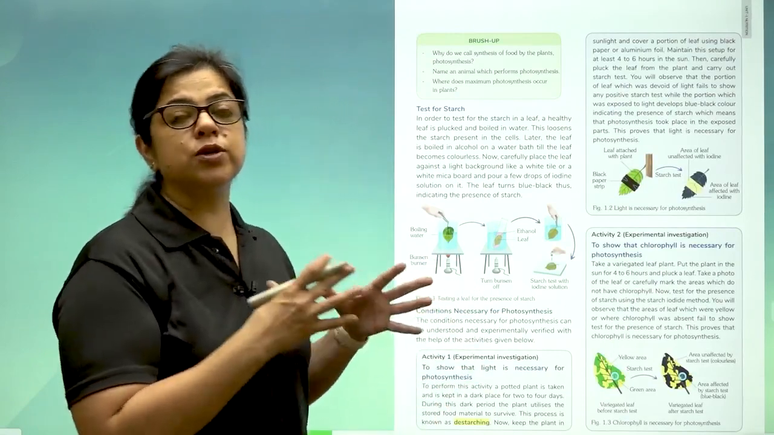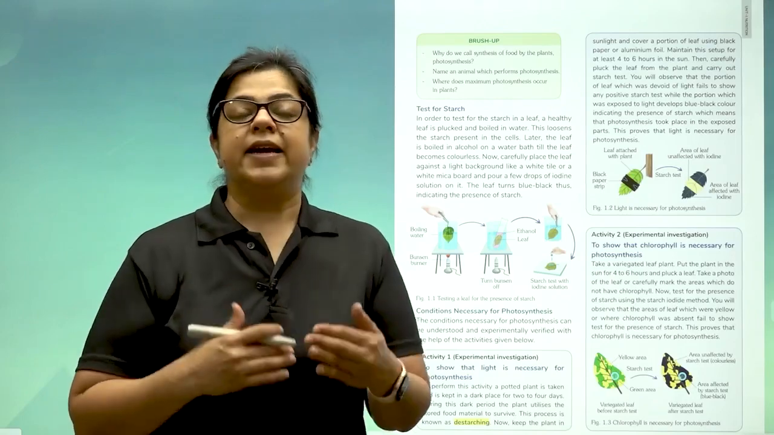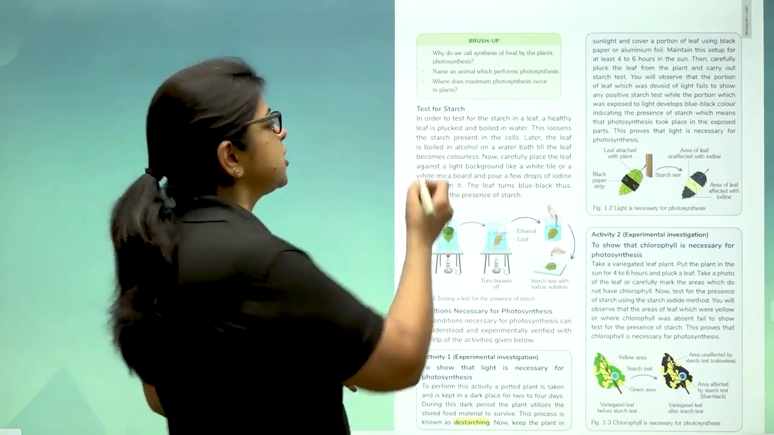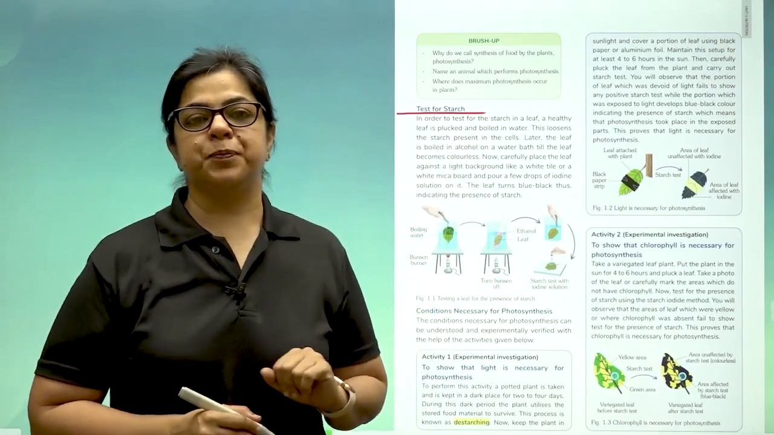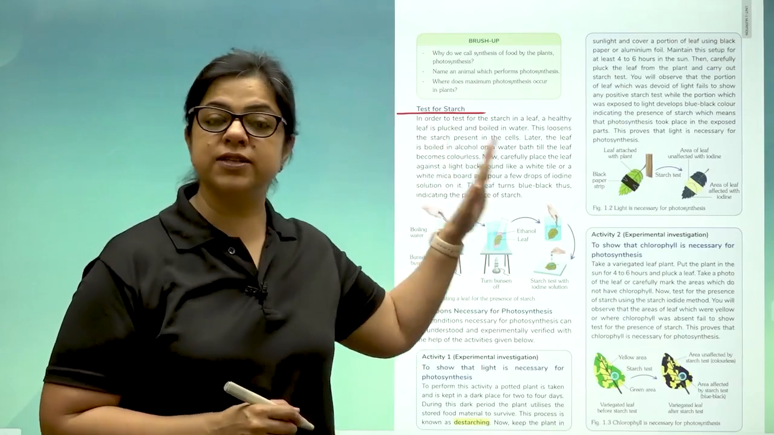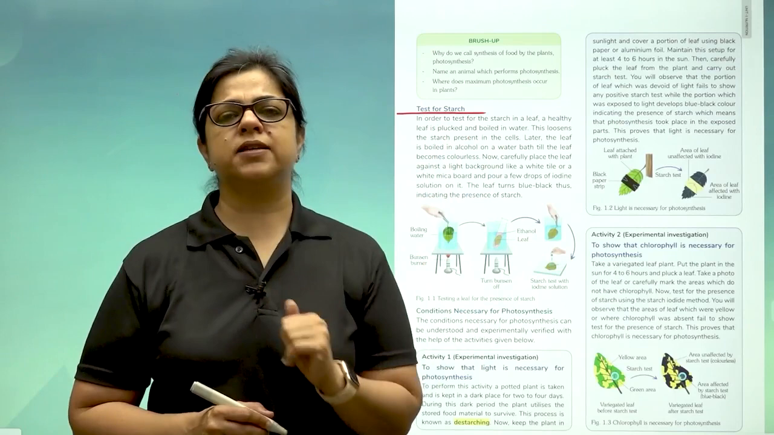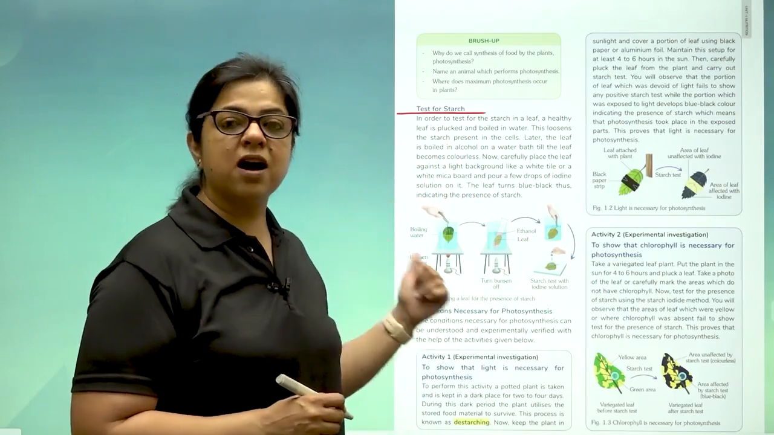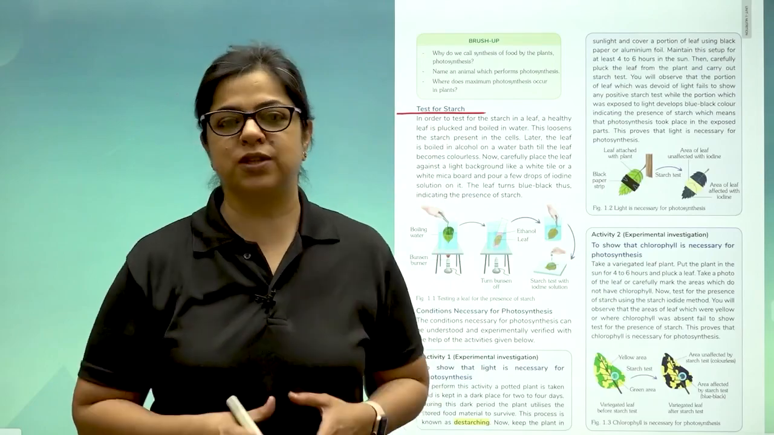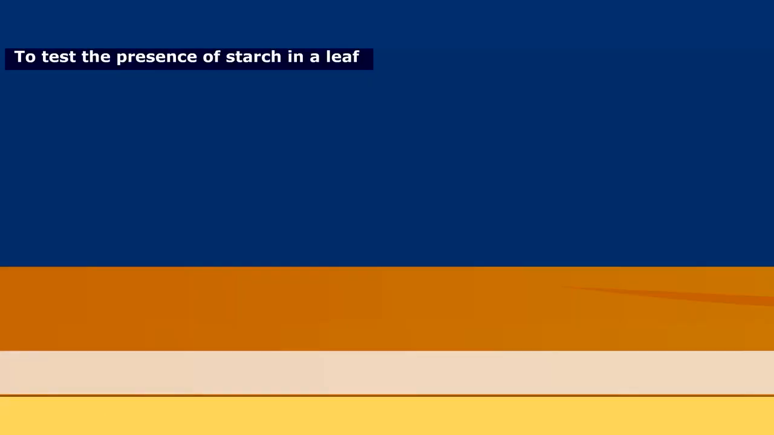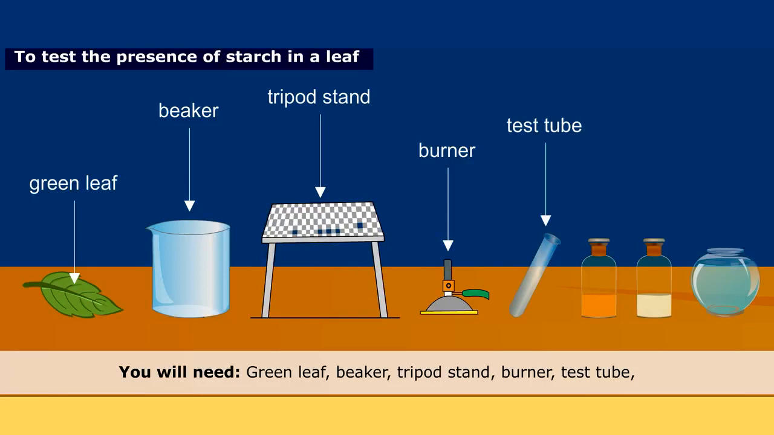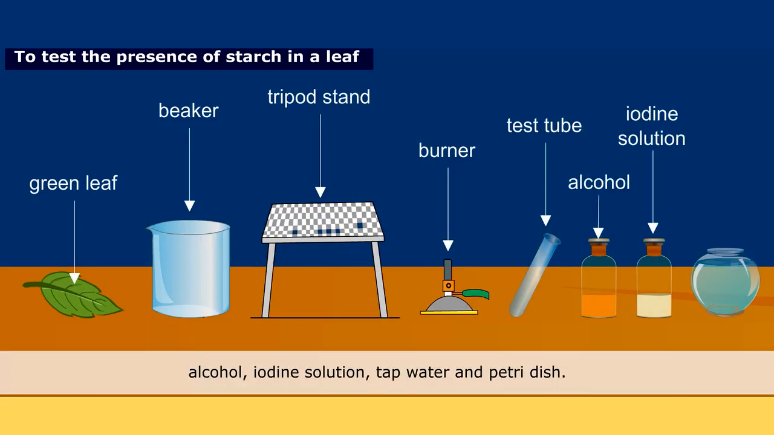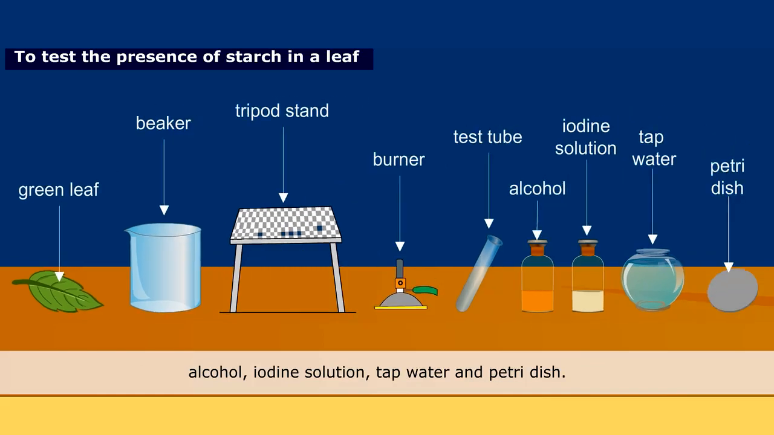Now children, the glucose that is prepared by the plant, it is converted into starch and it is stored in the leaf or other parts of the plant. Now how do you confirm that starch is formed? We will conduct a small activity here to understand that starch is formed in the process of photosynthesis. To test the presence of starch in a leaf, you will need a green leaf, beaker, tripod stand, burner, test tube, alcohol, iodine solution, tap water and a petri dish.